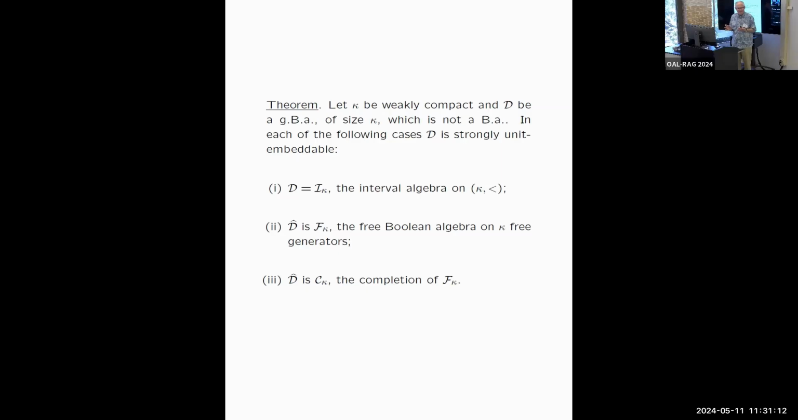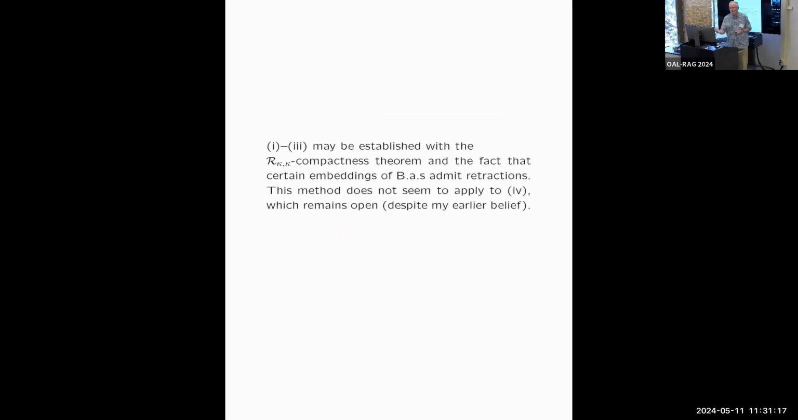So the first three cases listed on the last slide can be established by an elaboration of the previous argument, where you exploit the fact that some of the Boolean algebras you're embedding can retract onto the top one. This method doesn't seem to apply in the saturated Boolean algebra case. At one point, I thought I had established it by using, and again, this jargon phrase will mean something only to people who know something about model theory, an omitting types argument.